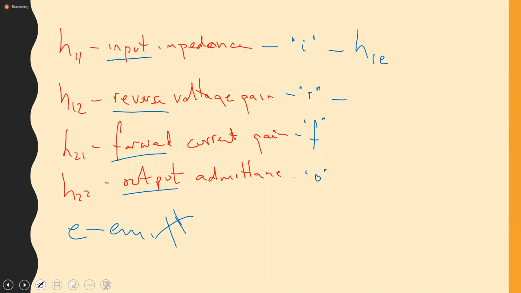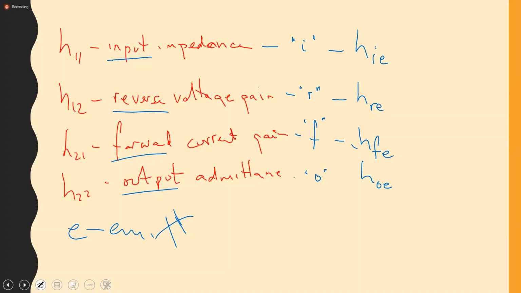For H12, it will be HRE. For H21, it will be HFE. And for H22, it will be HOE.